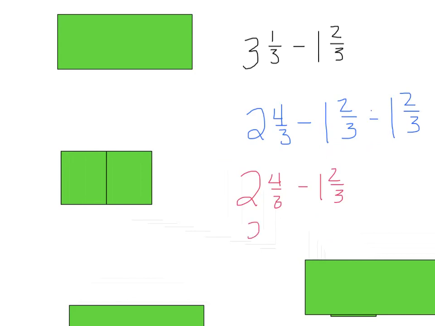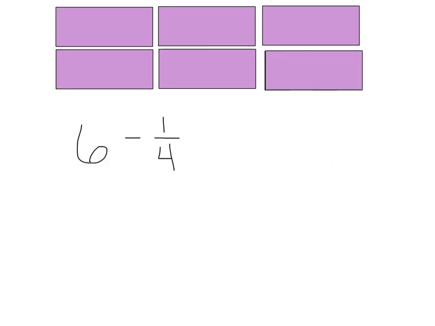And then we can do 2 minus 1 is 1, and then 4/3 minus 2/3 is 2/3. So combining the two parts of our mixed number, we have the 1 and we have 2/3. So our final solution is 1 2/3. So those two match. Let's try another one like this.